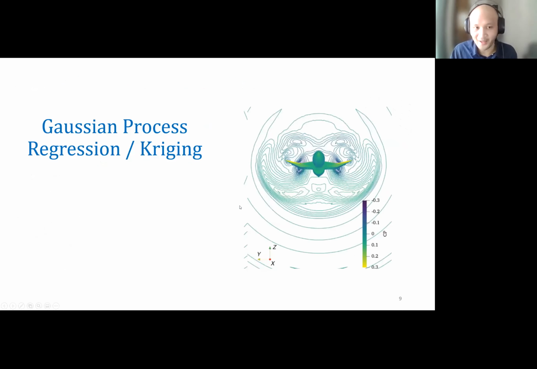So for today, I'll talk about Gaussian process regression, or in the engineering community or in the geostatistics community, they call it kriging.